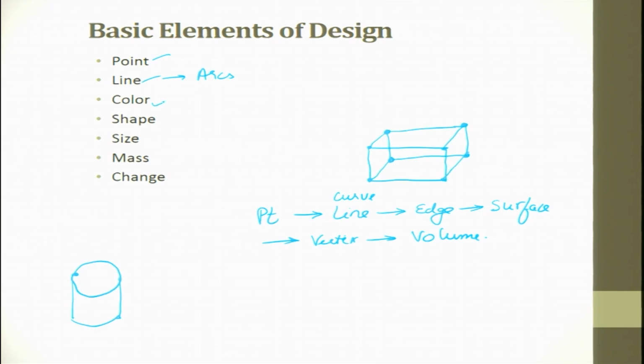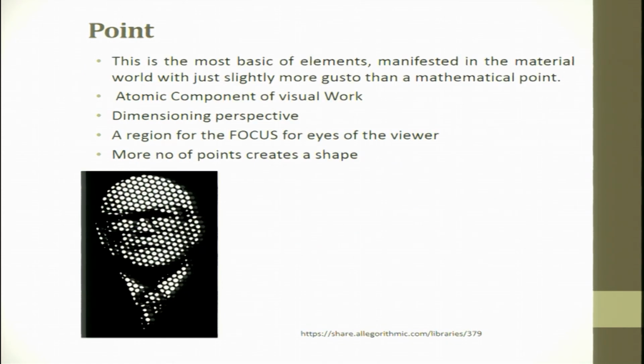Then you will have color, then you will have shape, size, mass and change. So, these are the basic elements of design. How effectively you use it and what you convey matters. So, this is an image which is completely made out of points. For example, you try to take a photograph and then converting this photograph data into a pixel data, then almost you will have only points.